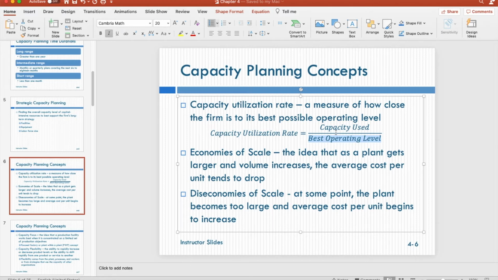So simply, if we try to remember the capacity utilization rate, it just equals what you currently perform in terms of capacity divided by the best level of capacity performance in your firm. That's it. Now, besides the capacity utilization rate, here we also include another two important concepts.